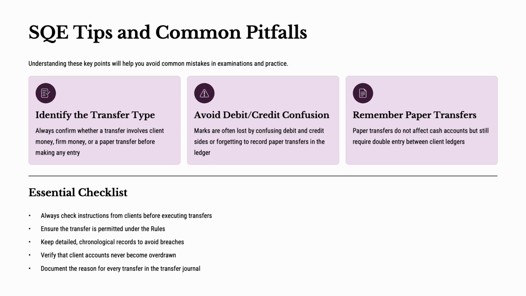SQE tips and pitfalls, our favorite slide. Always identify first: is this client money, the firm's money, or a paper transfer? Many students confuse debit and credit and forget to record a paper transfer in the ledger. They think the money is there, so we don't need to do anything. Paper transfers do not touch the cash account but still require double entry in both clients' ledgers. Always follow client instructions. Check that transfers are allowed under the rules and maintain detailed, systematic records.